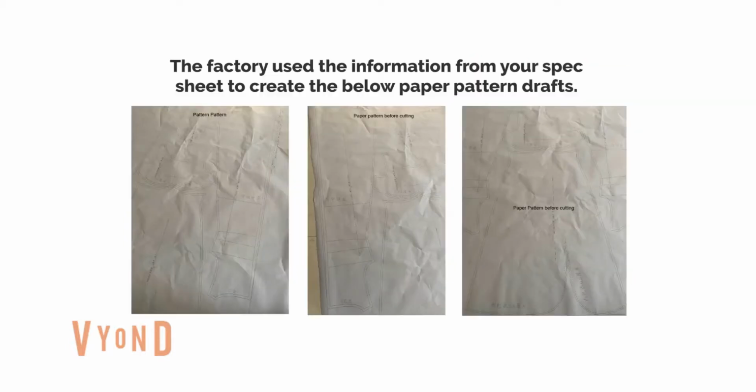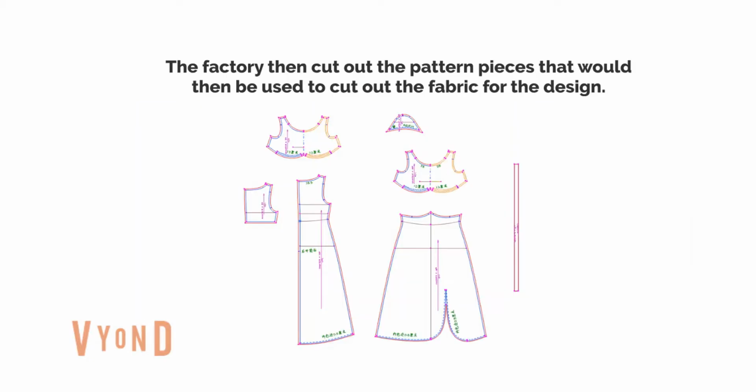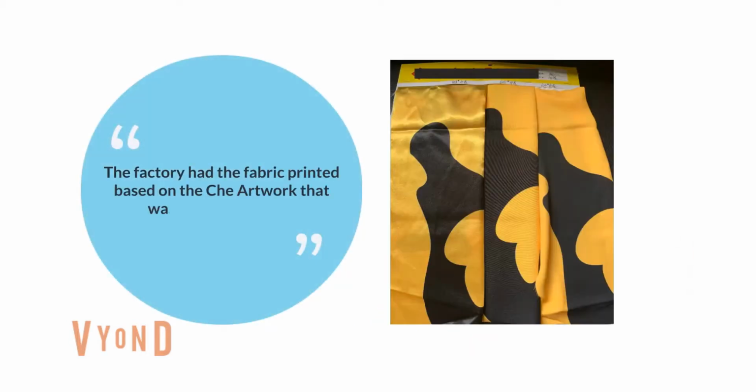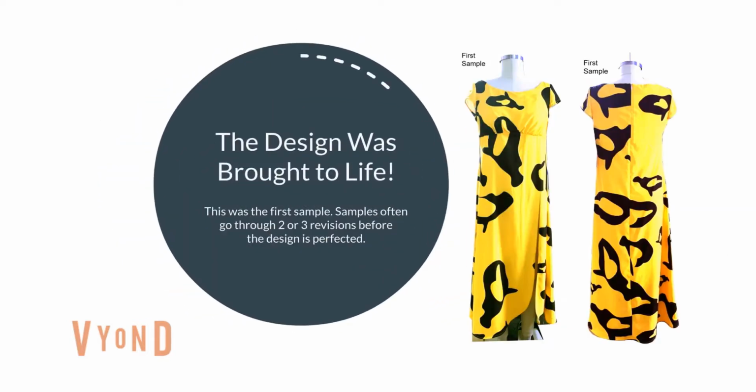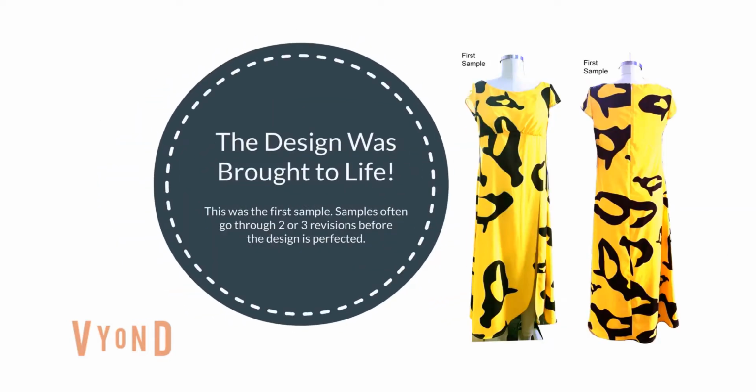Your manufacturer will use the information from your spec sheet to create the paper patterns for your designs. Your manufacturer will cut out the pattern pieces that would then be used to cut out the fabric for the design. Your factory will then source your fabric choices based on your requirements. Your factory will then assemble your design. As a new designer, you will love seeing your designs brought to life. And honestly, this part never gets old.